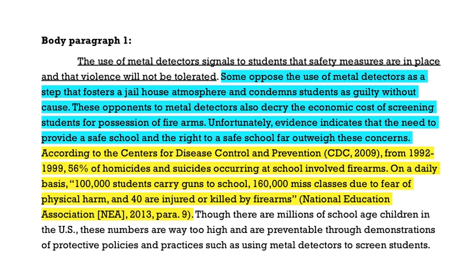So that's shocking, which is sometimes what good evidence does. Shocking that the number is so high. And then there's some explanation here. Though there are millions of school-age children in the US, these numbers are way too high and are preventable through demonstrations of protective policies and practices, such as using metal detectors to screen students. So the last sentence here is a concluding sentence that's wrapping that information back to the main point or topic sentence at the beginning of the paragraph.